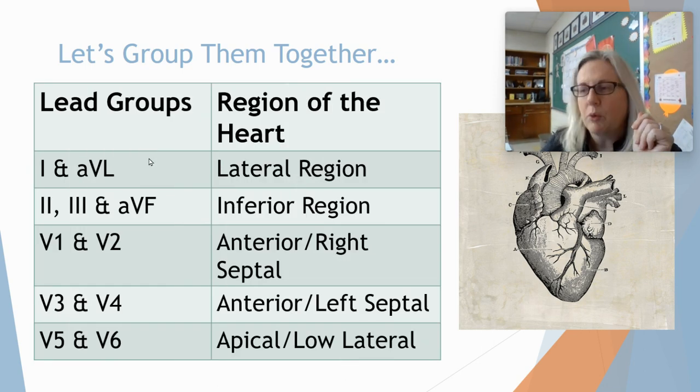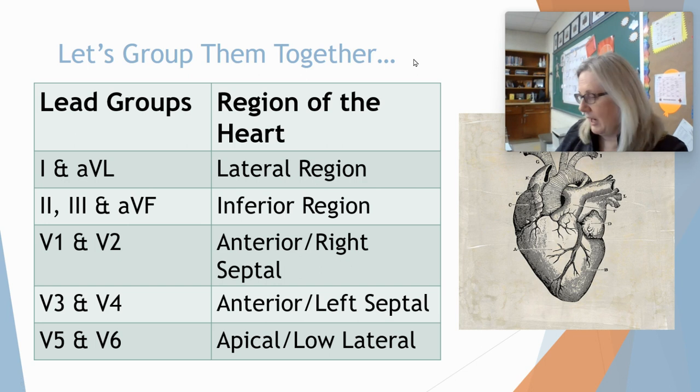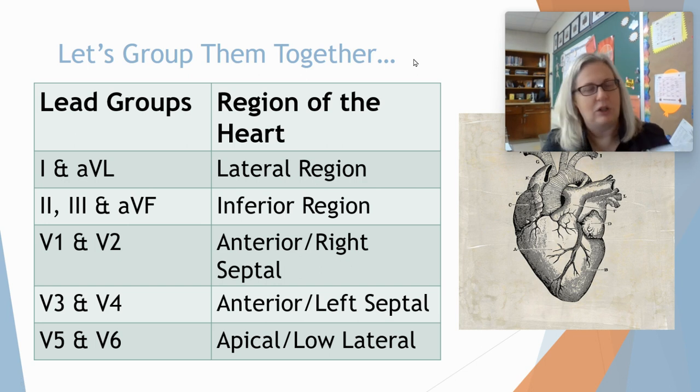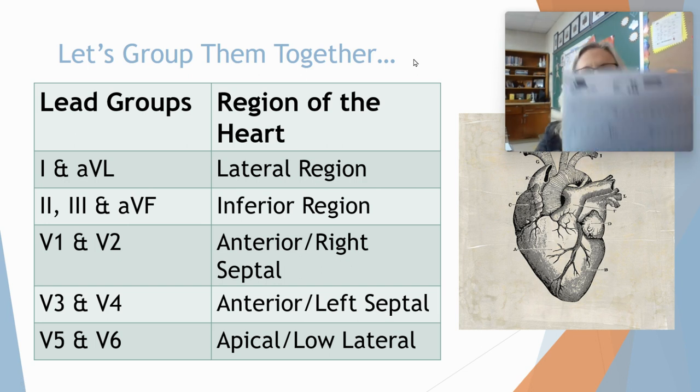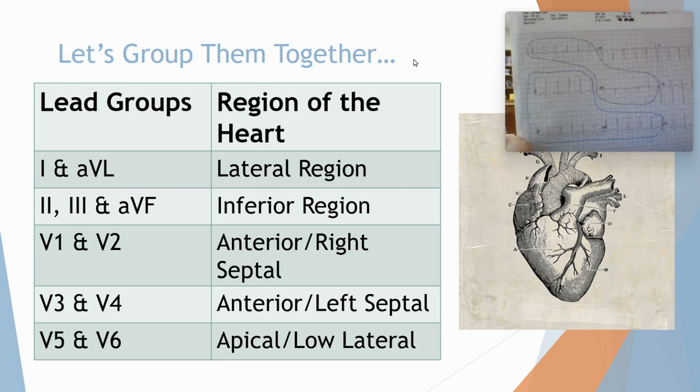All right, so let's group them together, and I kind of did that already for you with the 1 and AVL. So 1 and AVL go together. They are the lateral region of the heart. 2, 3, and AVF are the inferior region. And I actually did that for you on my EKG. I showed you how I would group them, just so you have a cheat sheet of what it looks like. So AVL, 1 and AVL go together.